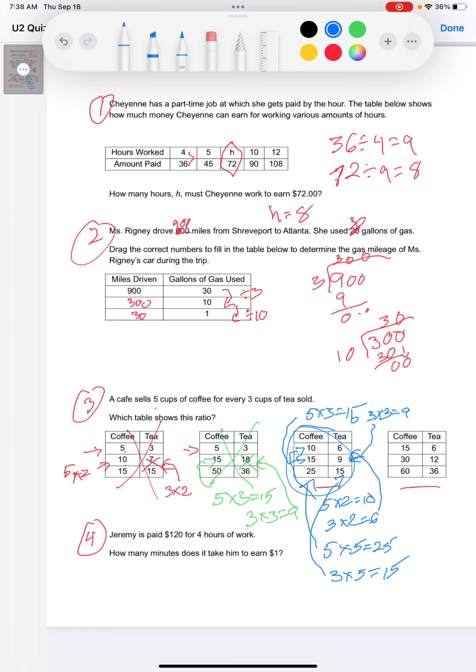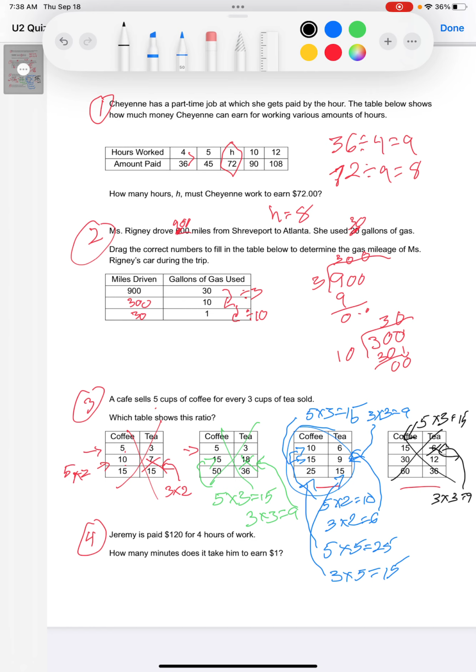If I come over to this last one, well, 5 times 3 is 15. 3 times 3 is 9, which is not 6. Okay? And so we have our answer. So you have to check and make sure they're actually multiples.